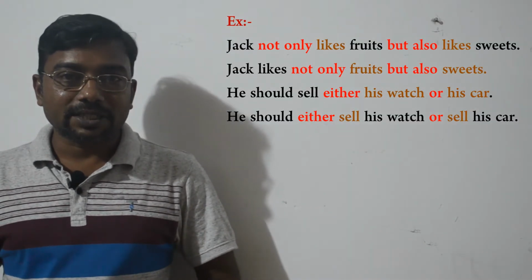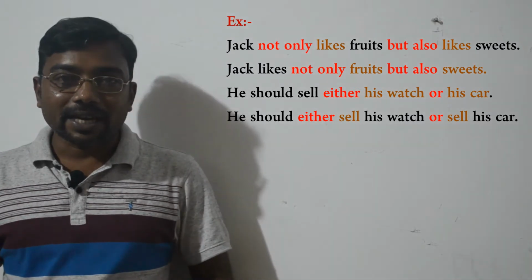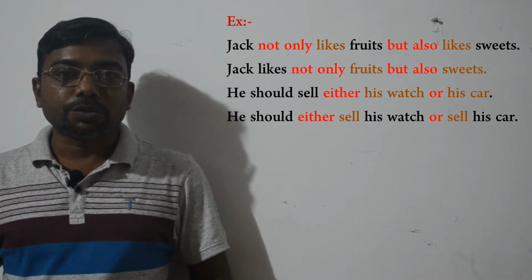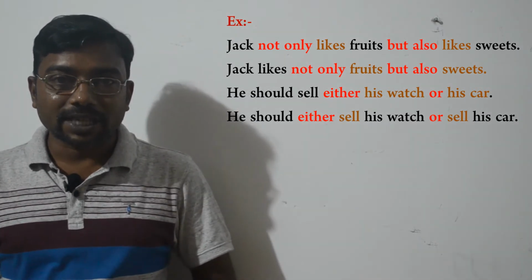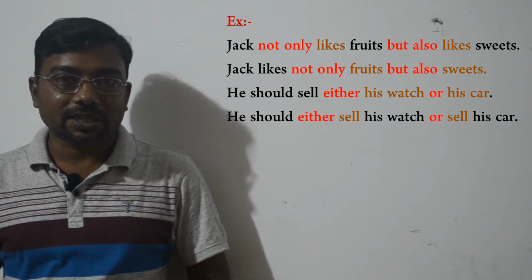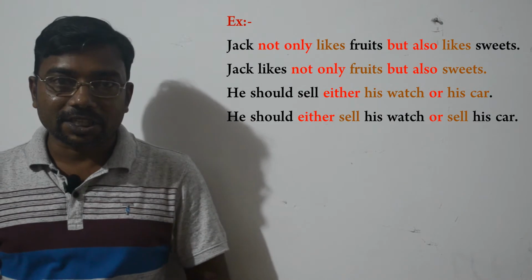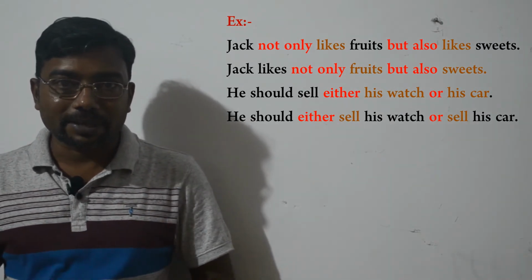Look at this example. Jack not only likes fruits but also likes sweets. Jack likes not only fruits but also sweets. He should sell either his watch or his car. He should either sell his watch or sell his car. Okay, when you look at these examples, it's clear they have parallel structure. That is to say, we use correlative conjunctions to link two elements which hold the same grammatical type.